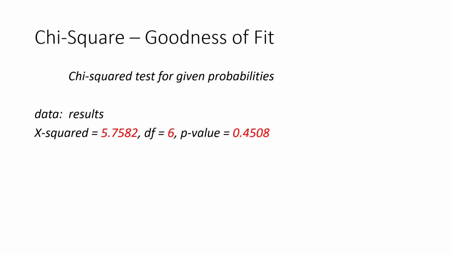As you can see here, we still have a crummy model because our p-value exceeds our alpha value of 0.05. It's greater than our alpha value of 0.05, so we're not going to reject the null hypothesis again. Degrees of freedom is 6. Chi-square value is 5.7582. We have to round these to two significant figures.